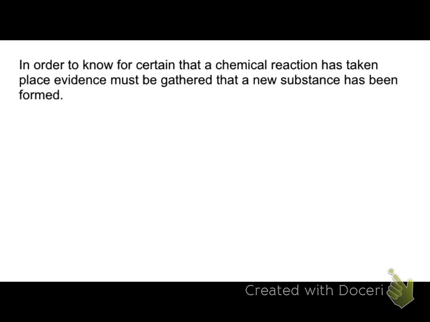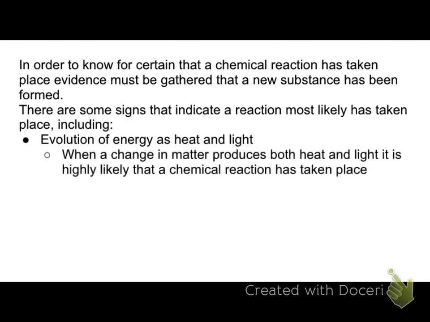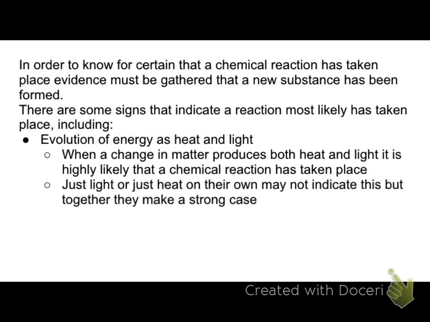Well, we did a lab where you saw some evidences, and here we're going to list those. Okay? The signs that indicate a reaction has most likely taken place include the evolution of energy as heat and light. This just means that when there is a change in matter that produces both heat and light at the same time, it's highly likely that a chemical reaction has taken place. If you have just light being produced or just heat being produced, this may not indicate a chemical reaction, but when they are together, there's a strong case for a chemical reaction having taken place.